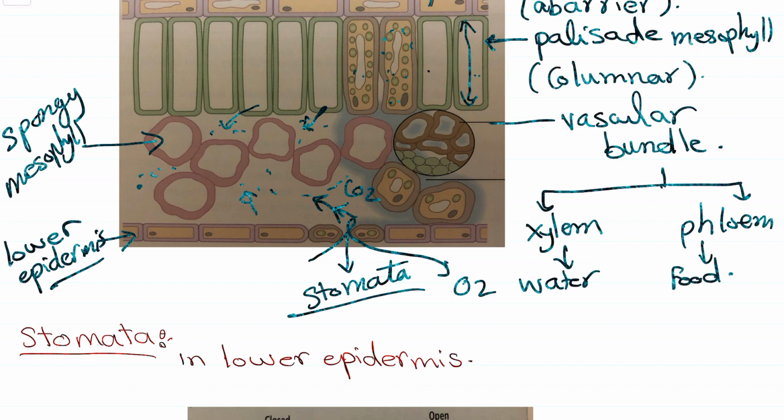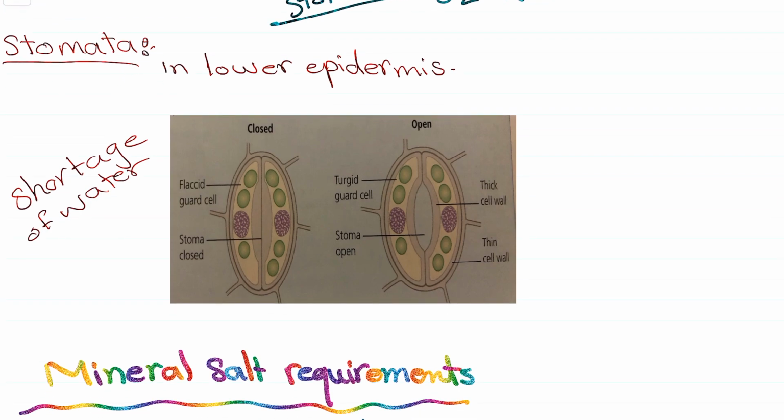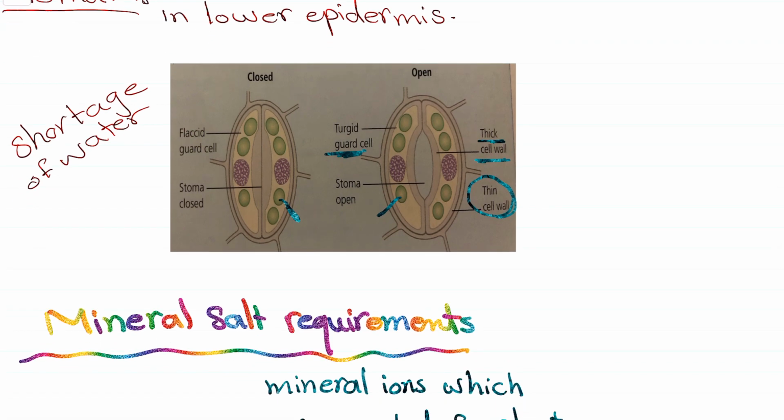So opening or closing of stomata controls the rate of photosynthesis according to the percentage of carbon dioxide. This is the structure of stomata. It has an inner thick wall, an outer thin wall and guard cells, and here we have chloroplasts. So do we have chloroplasts in the lower epidermis? Yes, in all layers of the leaf we have chloroplasts except the upper epidermis.